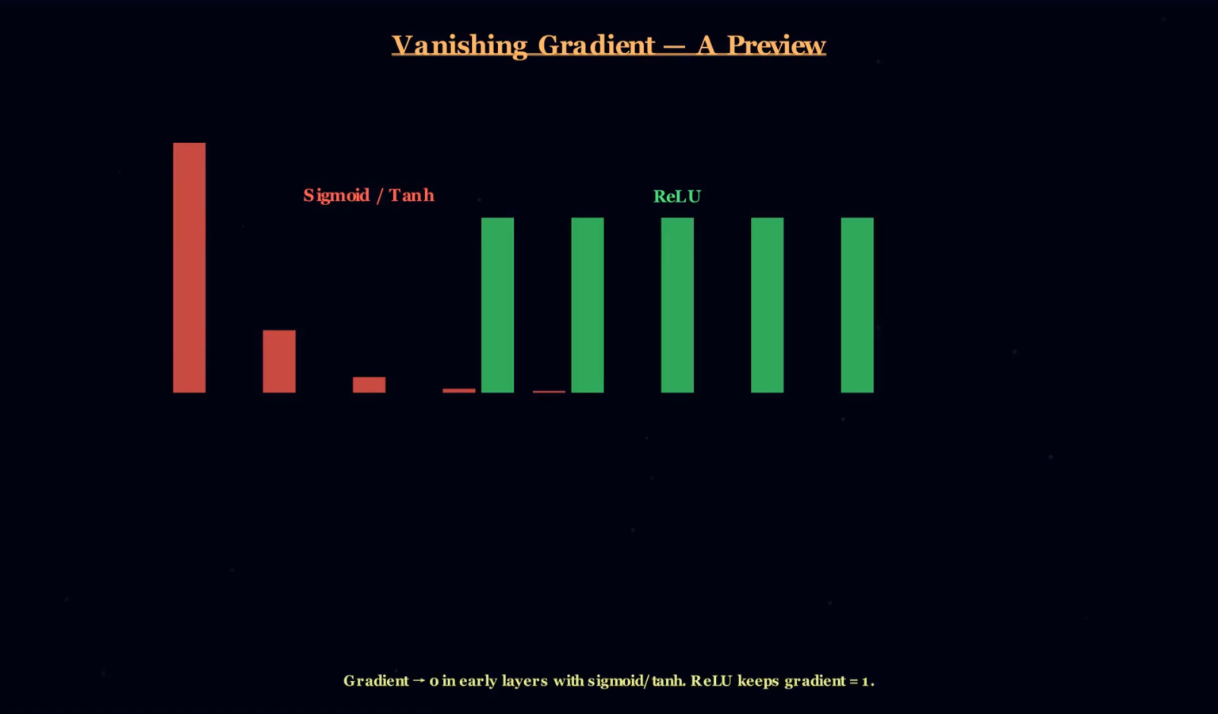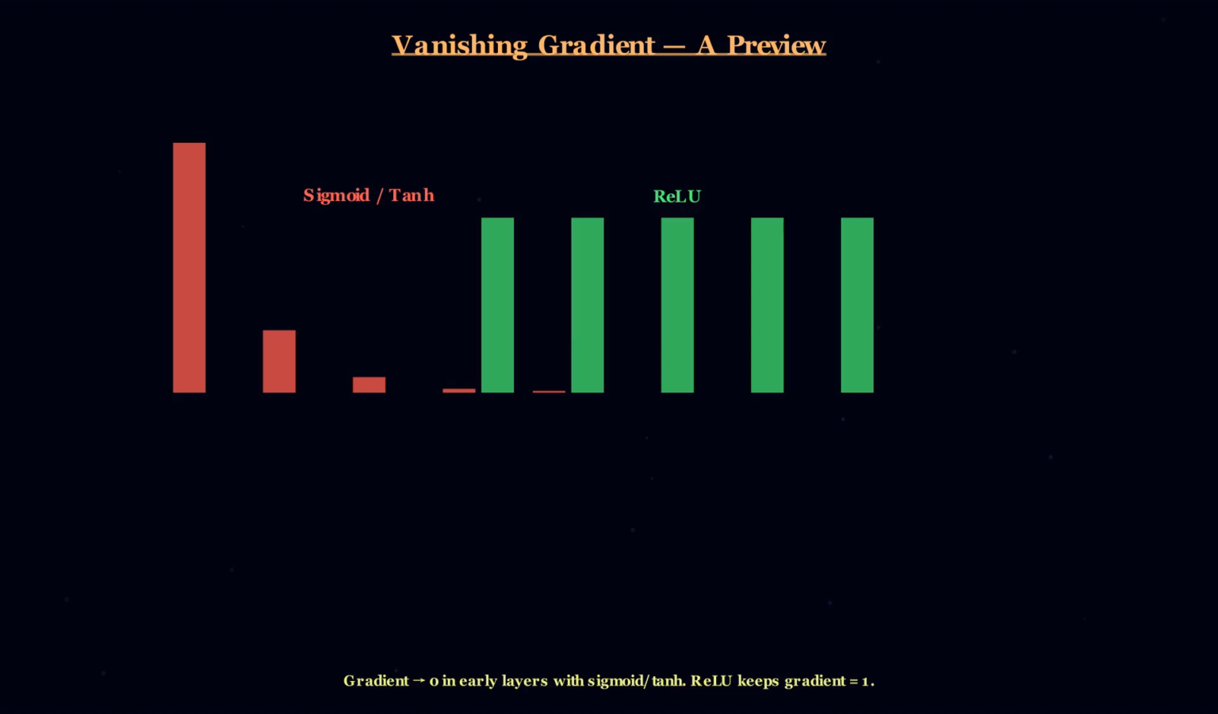The vanishing gradient problem. During backpropagation, gradients are multiplied together as they flow from the output layer back to the input layer. If each multiplication makes the gradient smaller, as Sigmoid and Tanh do in their saturated regions, the gradient reaching early layers can be effectively zero. Zero gradient means zero update. Early layers don't learn.